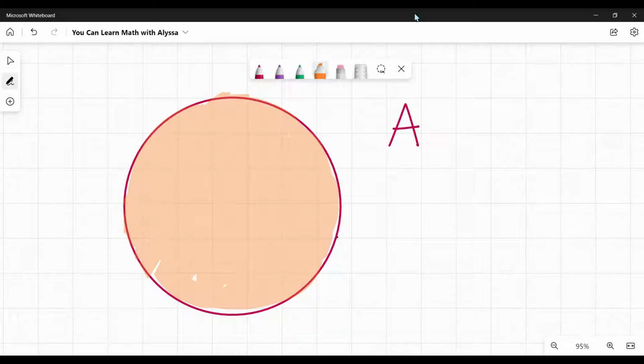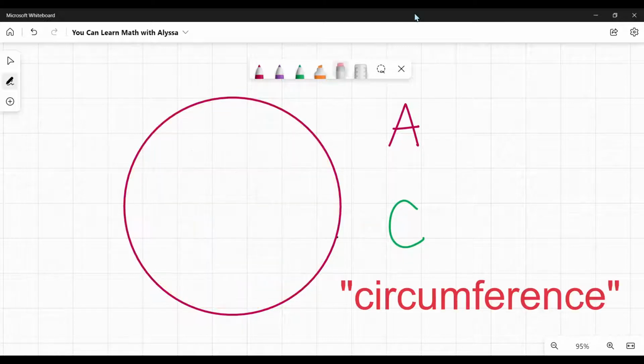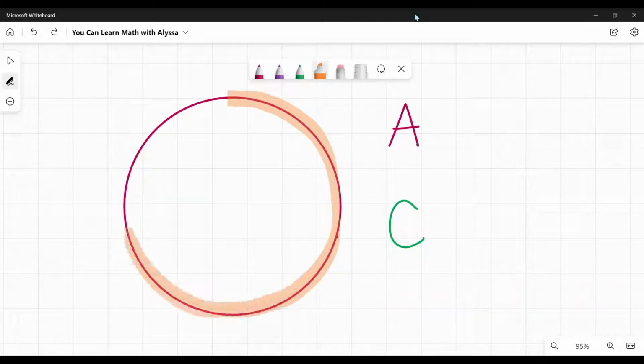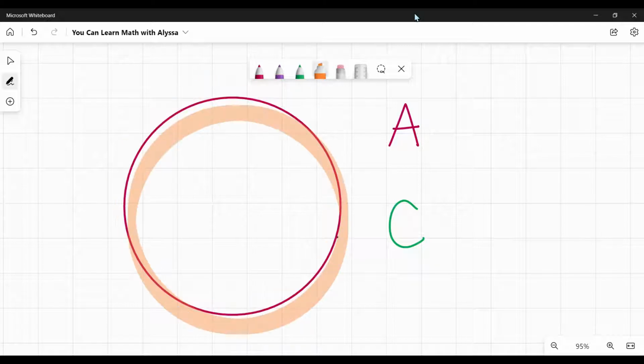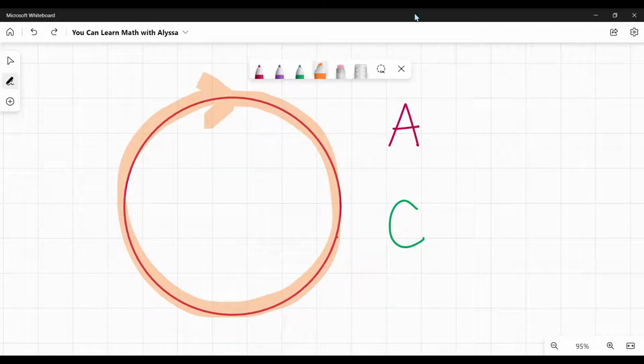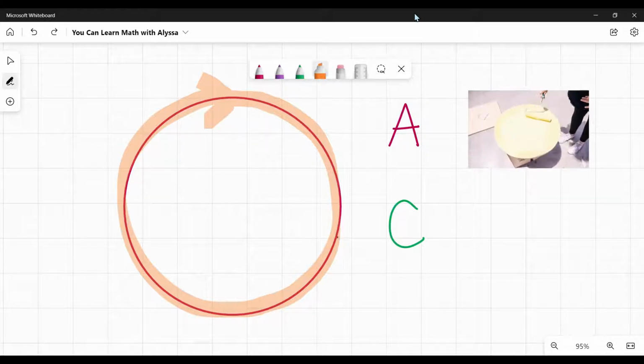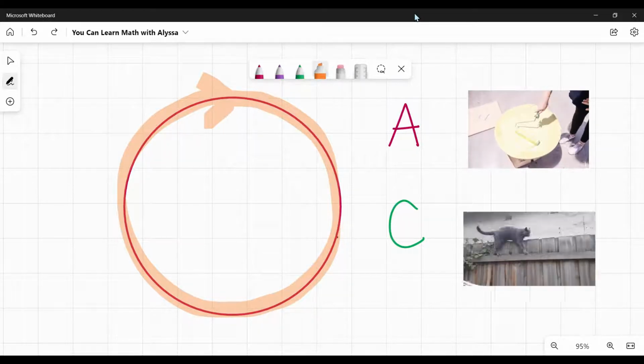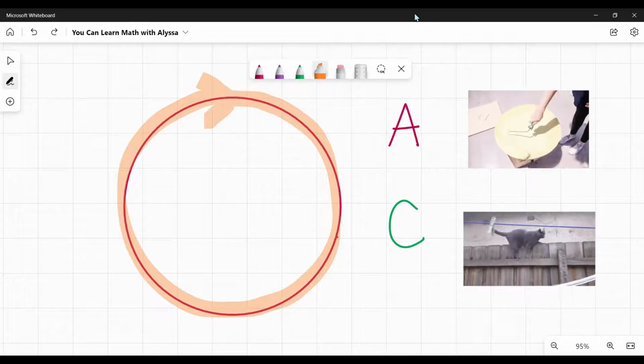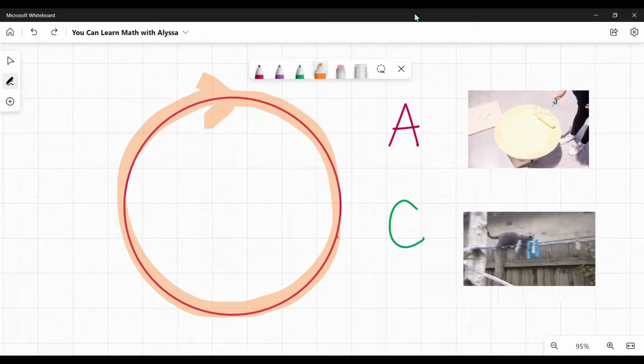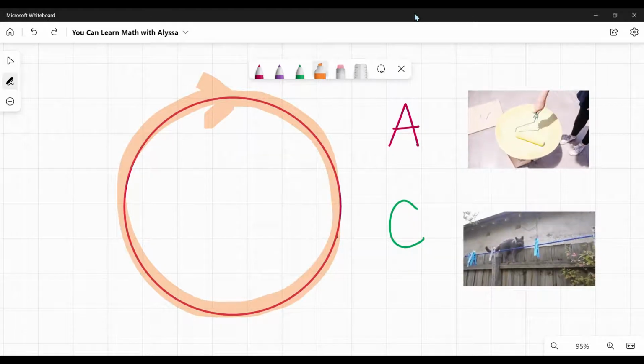The other one that we have is the circumference, which is usually represented by C. Circumference begins with C. Circumference is the distance all the way around the circle, that length. Circumference is like the amount of fence you would need to go around this circle. So area is the amount of paint to paint the whole circle. Circumference is the amount of fence, or like if you're going around a circle with a pipe cleaner, how much pipe cleaner you would need. The length of the pipe cleaner, that's circumference.